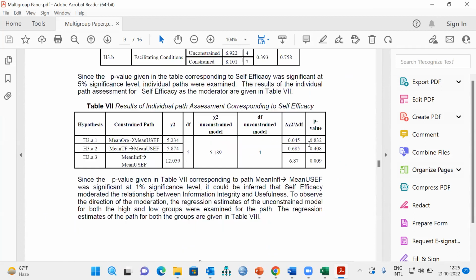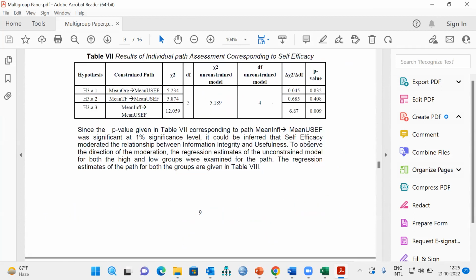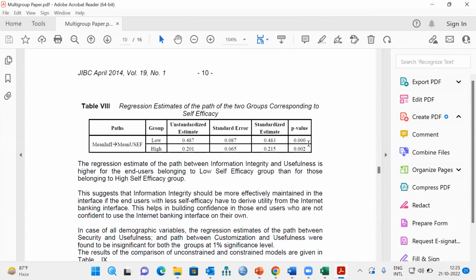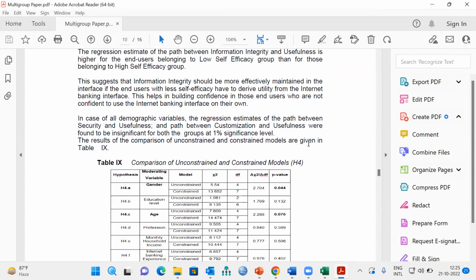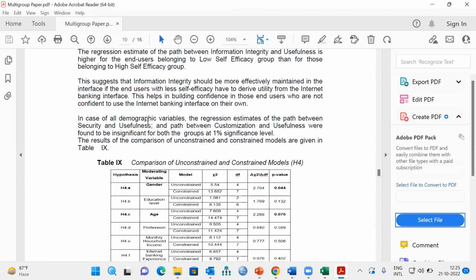The table should be there as well as this should also be there. See, here I have only taken the gender part, the two models, unconstrained and constrained model. For the whole model, I am saying it is significant. That's what we are saying here.